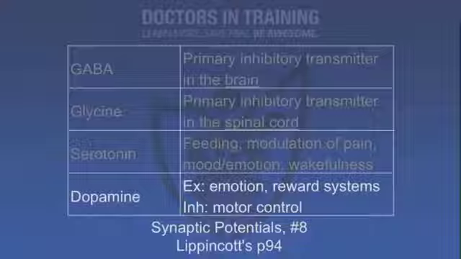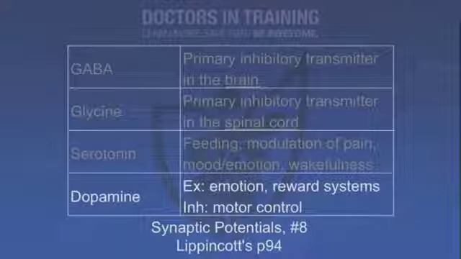It's involved with reward systems. So one of the reasons that cocaine is so addictive is it increases dopamine. And so it strongly acts on that reward system, so you feel good when you use cocaine. Excess dopamine is associated with psychosis. Dopamine is also involved with motor control, and so decreased dopamine, as we'll see shortly, causes Parkinson's disease.